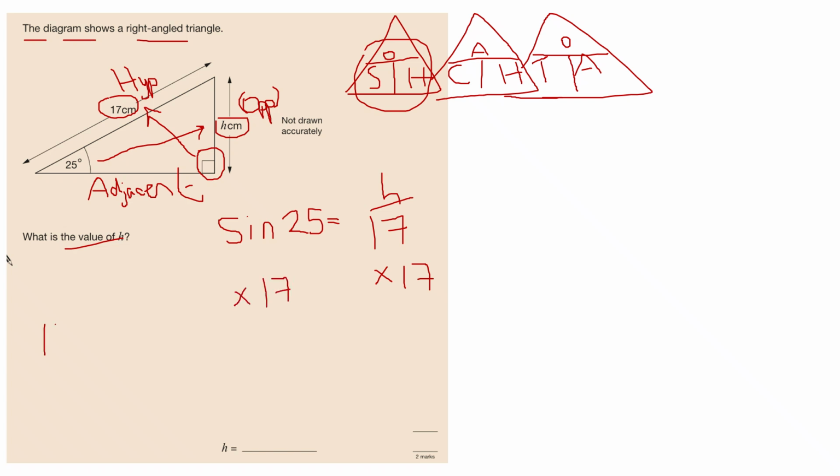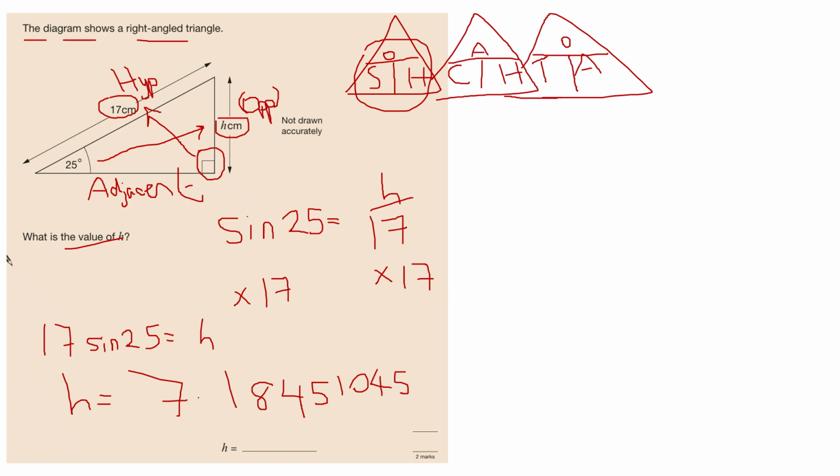When I do that, we have 17 lots of sine 25 is equal to small h, or little h. Now if I plug this into my calculator, guys, just give me 2 seconds to do that. We're going to have 17 times sin 25, close the brackets, press equals, and I'm going to round it to 2dp, so it's going to be 7.1845. I'm going to actually write that in full, so you can see where my rounding is going to be. But I'm going to round here to 2dp, or 3 sig figs in this case. So h, the height, is 7.18 centimeters, to 2 decimal places, or 3 significant figures.